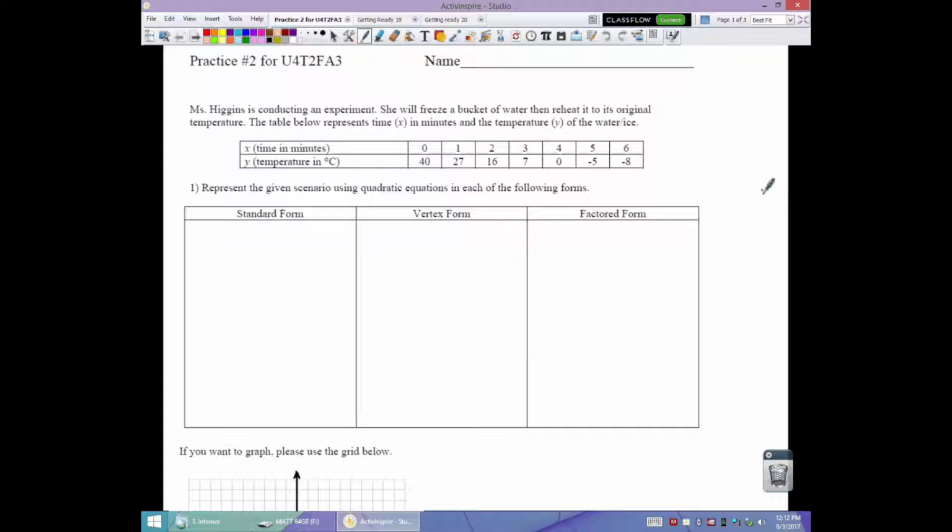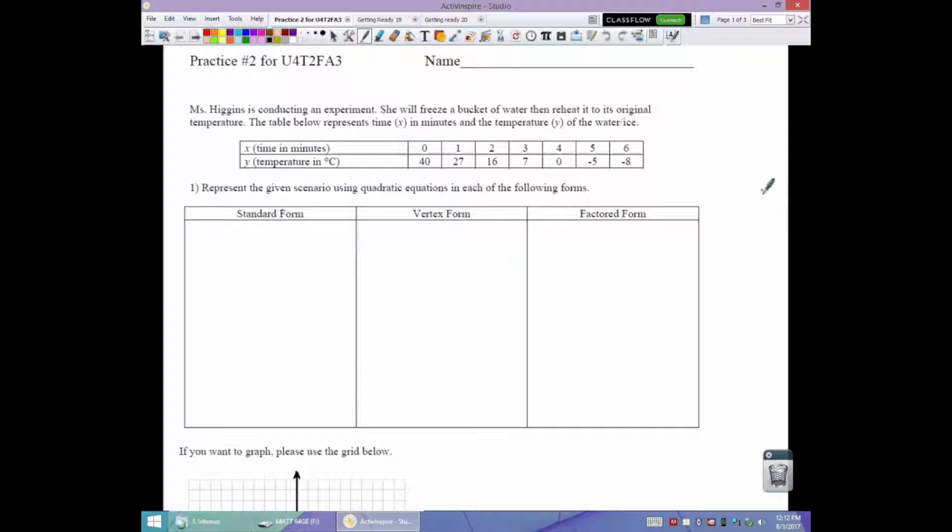Here we are with our second practice for the Unit 4, Topic 2, Assessment Number 3. It should feel very familiar to the first one. I just went through and changed what each problem was about, the scenarios. So this time, Ms. Higgins is doing an experiment. She's going to take a bucket of water, freeze it, and then reheat it to its original temperature. X is going to be time in minutes, Y is temperature Celsius.